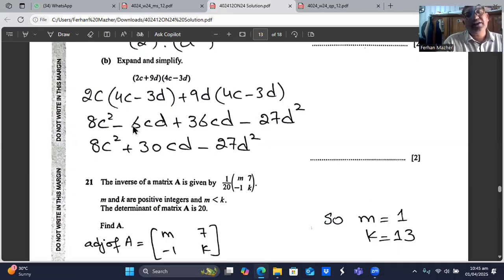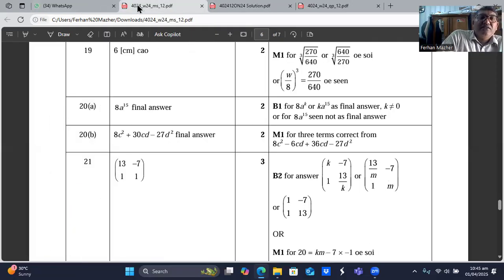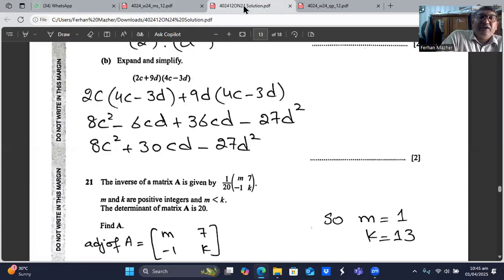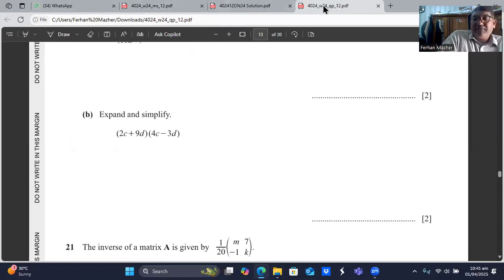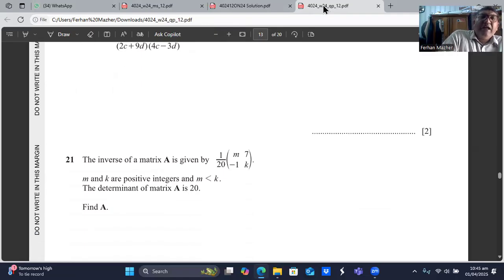2c multiply 3d, that is minus 6cd. And 9d multiply 4c, that is plus 36cd. And 9d multiply minus 3d, that is minus 27d square. So you will have 8c square, because both of them are cd, cd. So minus 6cd plus 36cd, you are left with plus 30cd minus 27d square. That is your answer, sir. Okay, so I think the answer is right. We are good.